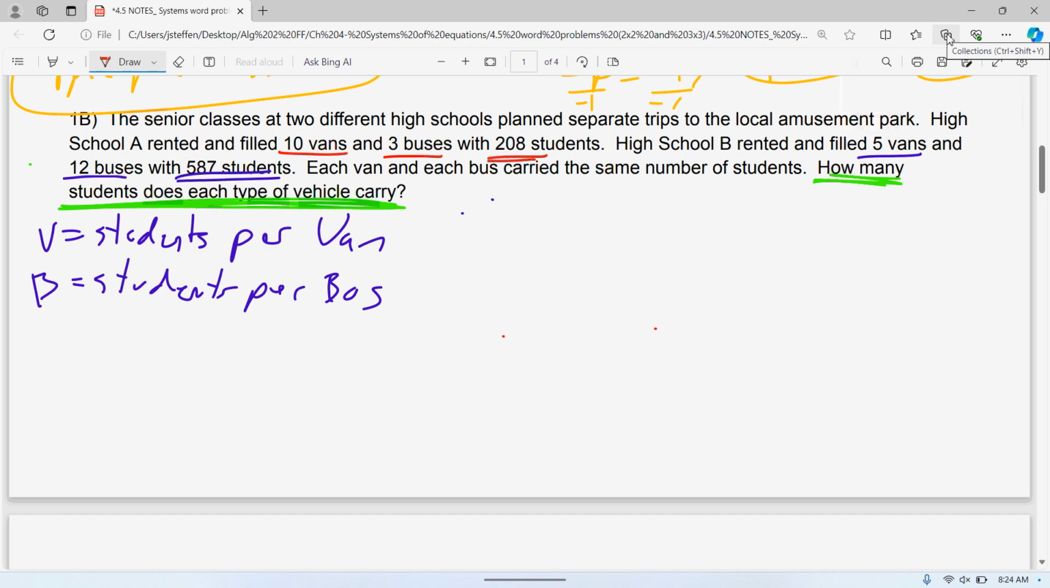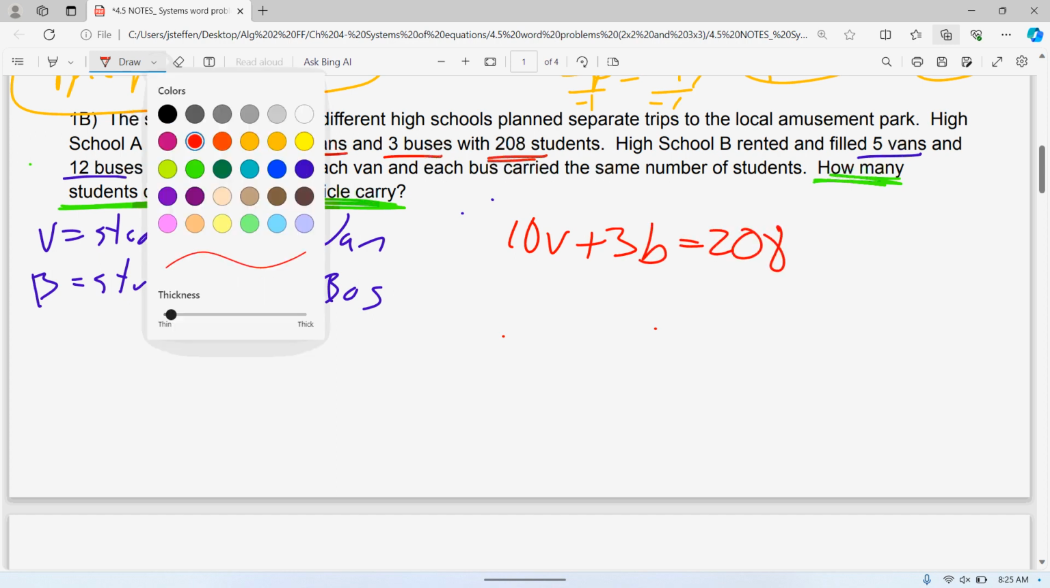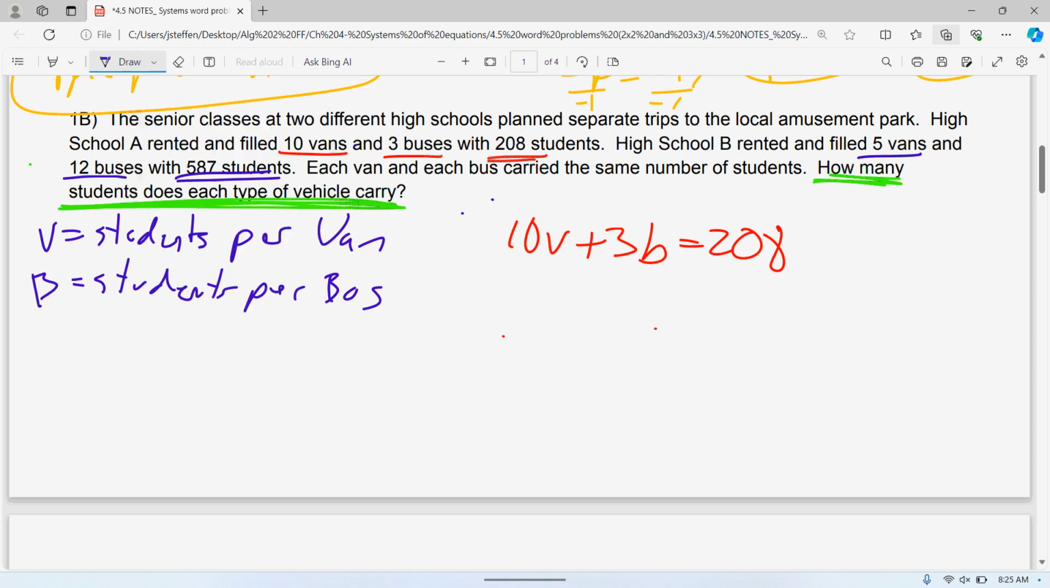All right, so I did step 1 and step 2 for you, the variables, but I also highlighted all the important information. When you look at the style and it says buying, selling, filling items, this is an example. You're filling vans and buses. I've seen it before where you're filling barns and sheds. It all just depends. So 10 vans plus 3 buses is equal to 208. 5 vans plus 12 buses is equal to 587. That's all I need for your answer.